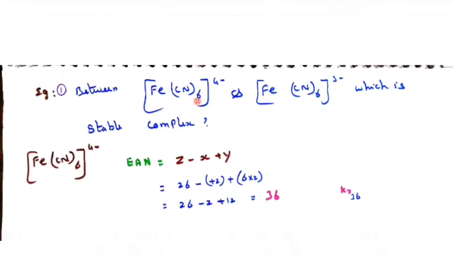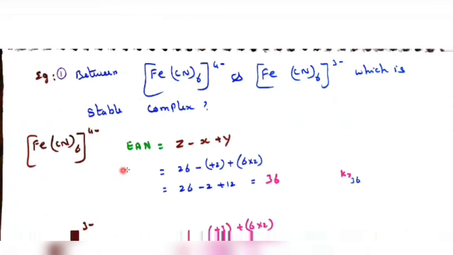Let us just see the nomenclature. Hexacyanoferrate(II) ion, because it is an anionic complex, right? Find the difference, 2. Find the difference, 3. So hexacyanoferrate(III) ion. So which is stable? Let us see this. EAN value is Z minus X plus Y. The atomic number of iron is 26, minus, it is plus 2 valency and this is plus 3 valency.